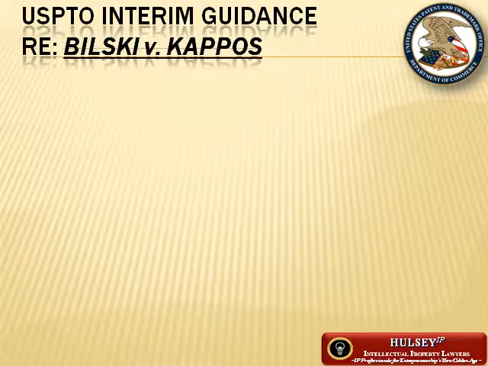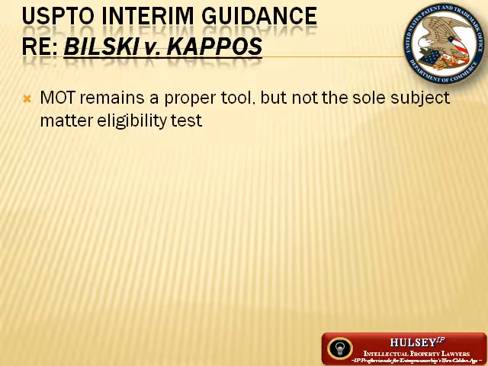Per the guidelines, the machine or transformation test remains an investigative tool and, according to the USPTO, is a useful starting point for determining whether a claimed invention is a process under Section 101. But, says the USPTO in responding to the U.S. Supreme Court decision, the machine or transformation test is not the sole test for determining subject matter eligibility. Interim guidance provides additional factors to aid in the determination of whether a claimed method is an abstract idea.